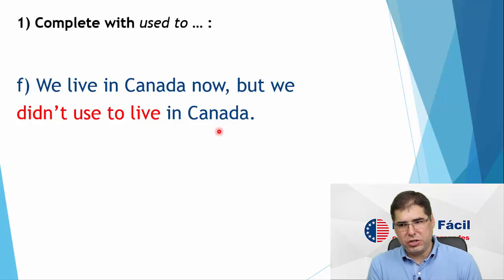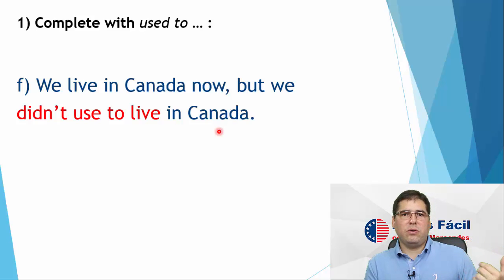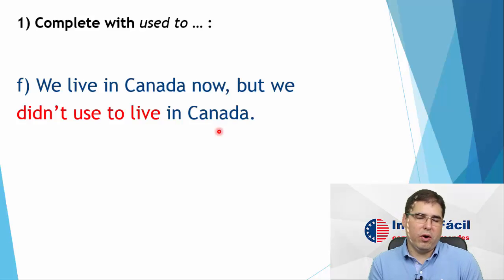Now you may ask, teacher, what if I did it in the affirmative form? For example, we live in Canada now, but we used to live in Canada. You see, that makes no sense. The idea of used to is always to present something that is different now from what it was in the past, okay? So if we live in Canada now, used to means that in the past we didn't used to live in Canada, okay? Used to is something that was frequent, was a habit in the past, but which is not anymore, okay? We don't do it very often or at all anymore, okay? So it is important to see this.